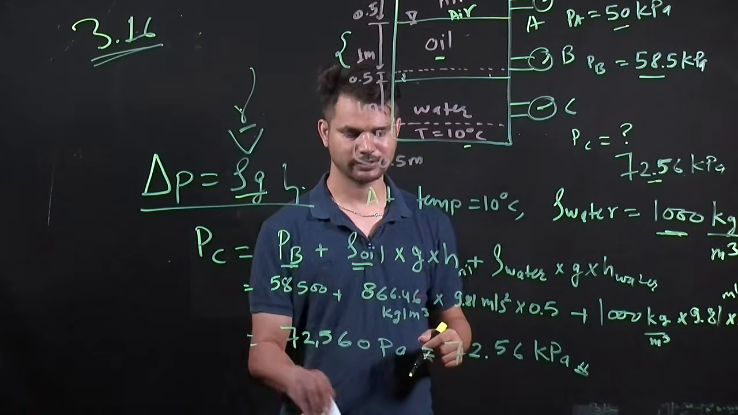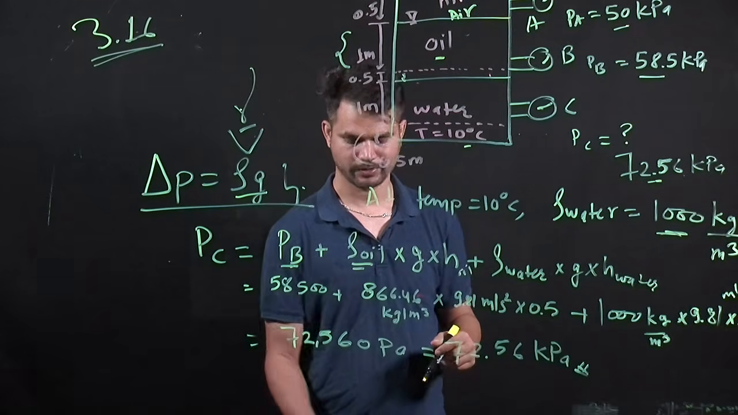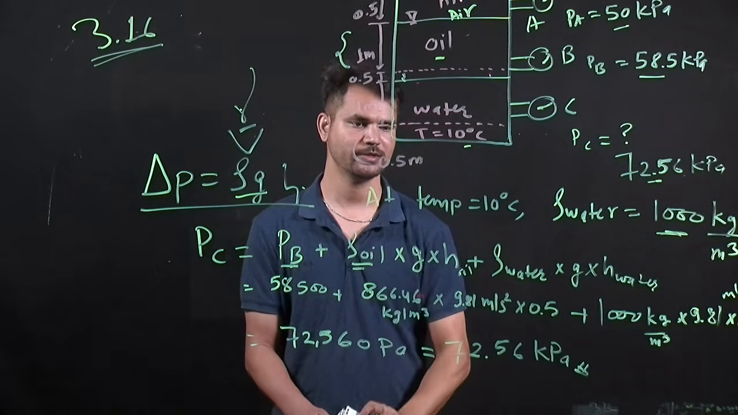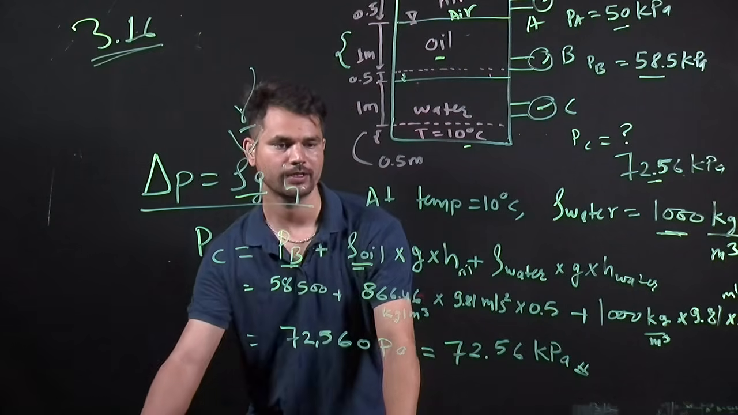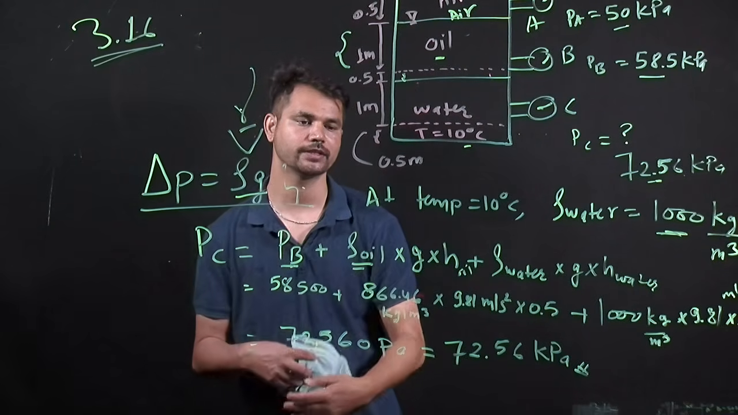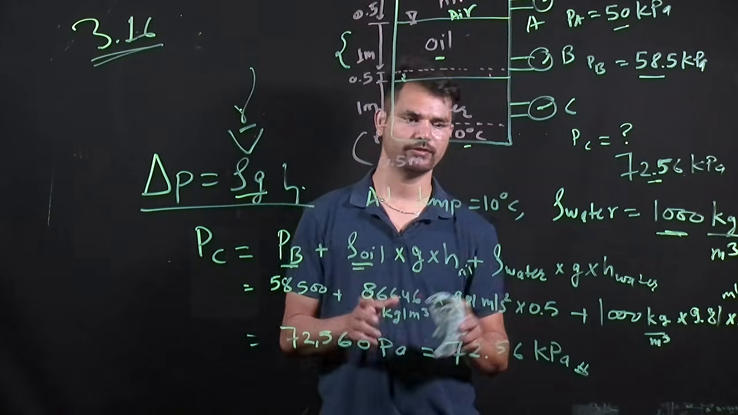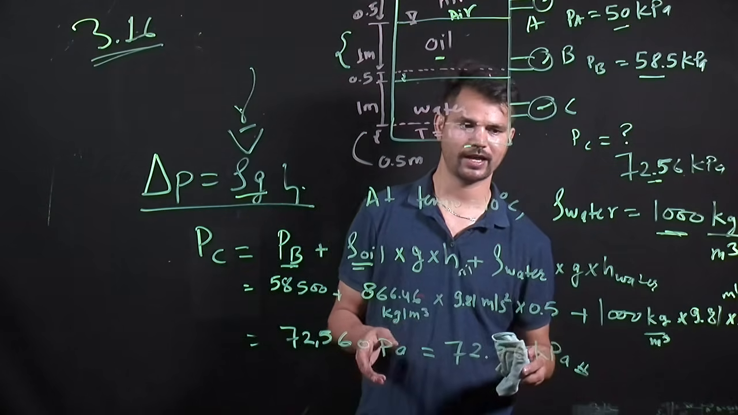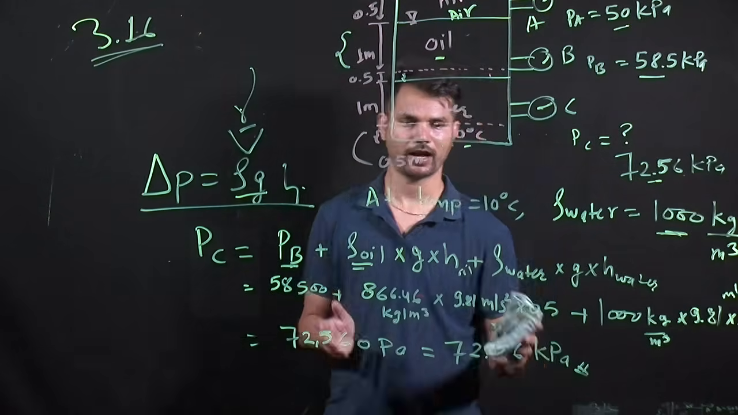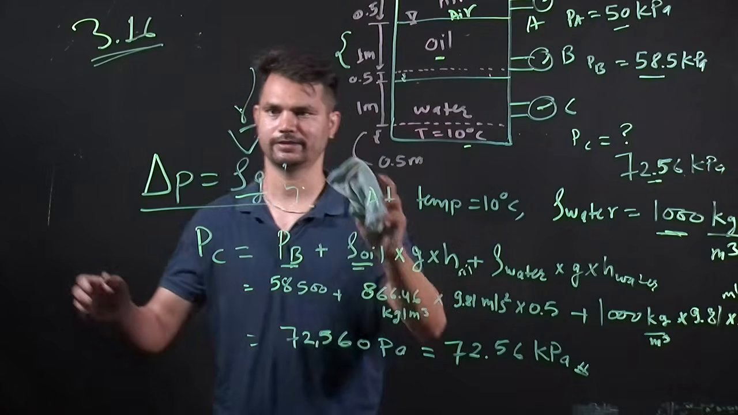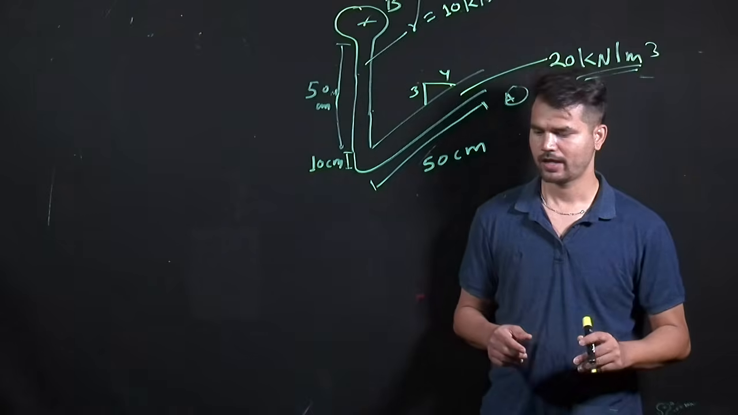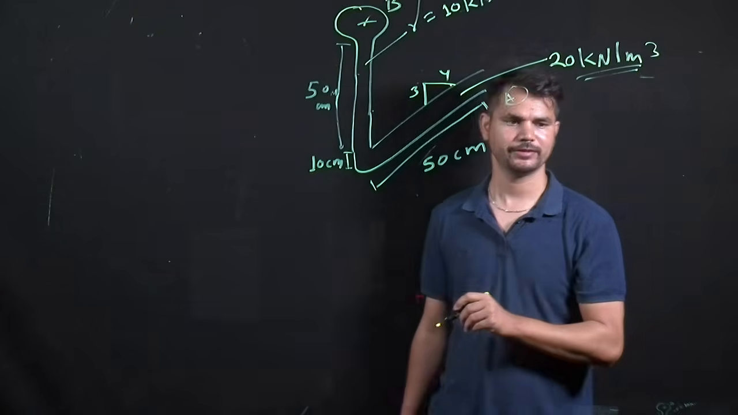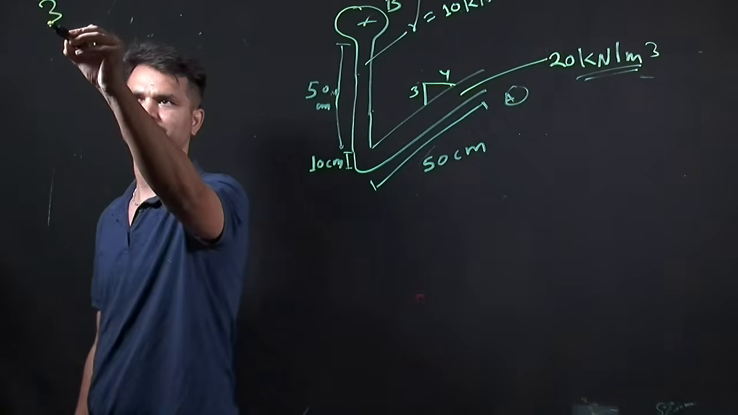So now let's go to question number 3.37, which is a problem related to a manometer. I will first draw the figure, and then I will try to explain the figure and what we need to find. I will explain that next. So let us start question number 3.37.